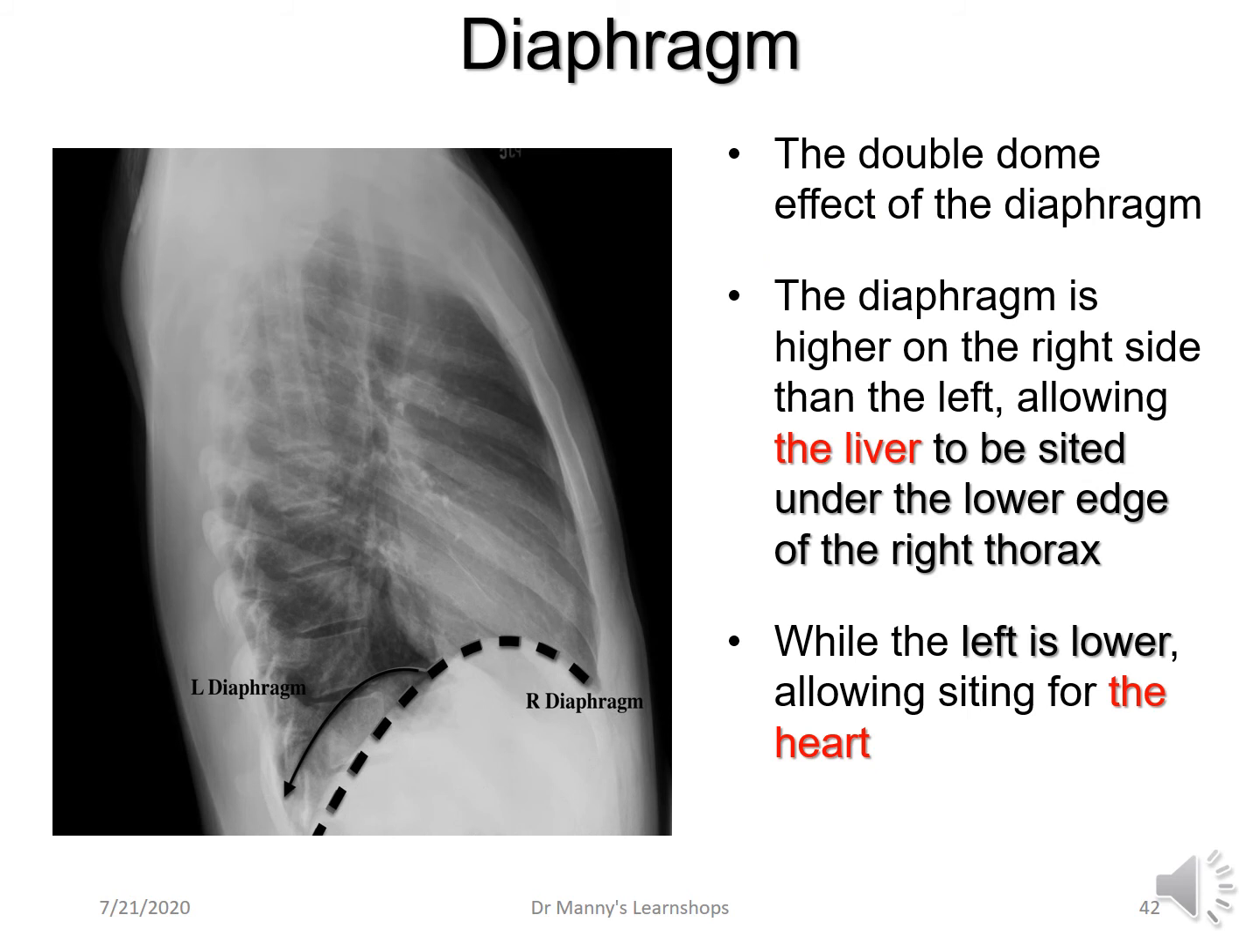The diaphragm on a lateral chest X-ray has a double dome effect. The diaphragm is higher on the right side under normal circumstances than the left because of the liver. This allows the liver to be sited under the lower edge of the right thorax, while the left is lower, which allows the heart to sit on it. And that's how it's sited.